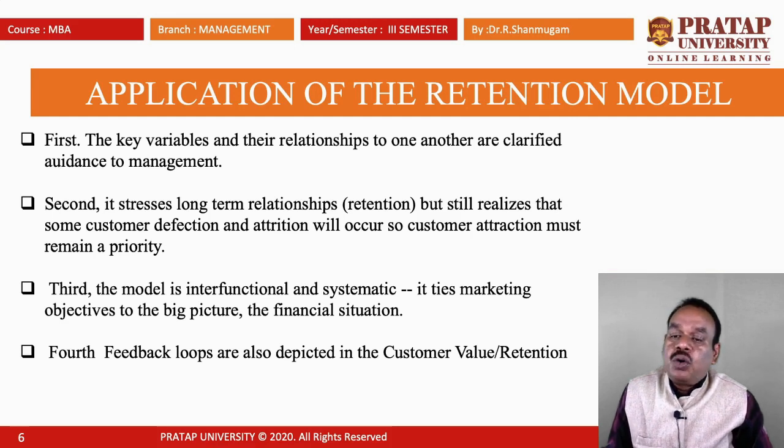The third, the model is interfunctional and systematic. It ties marketing objectives to the big picture, the financial situation. What is the main objective? To run the business at a profit, to get the return on investment, to reach the customers, to retain the customers, and then the affordability and financial stability of the organization. Fourth, feedback loops are also depicted in the customer value or retention model.